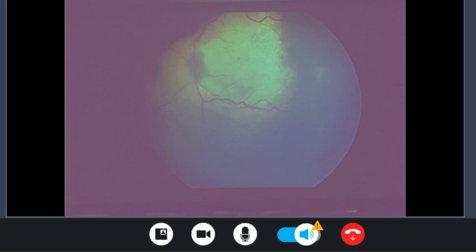The right eye is normal. Diagnosis, treatment. So let me put it, what is the mainstay of treatment?